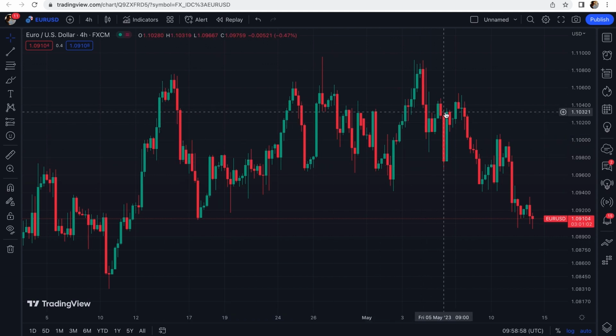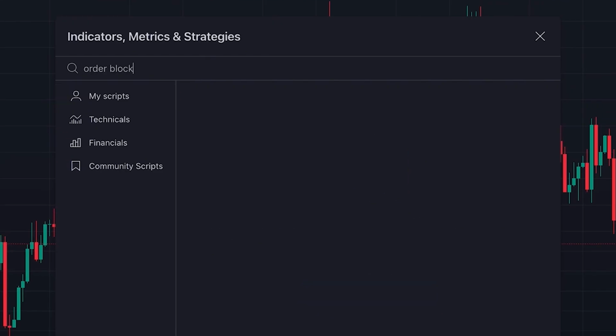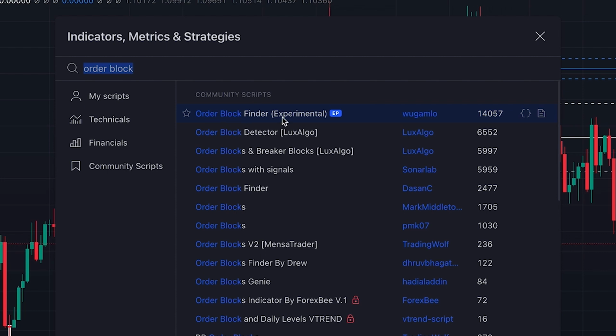However, there are some indicators that can help you with this, and I'm going to show you one of the best of them in this video. Here we click on indicators and we search for order block. This one, Order Block Finder, which is an Editor's Picks indicator, is written by someone named Wu Gomlo, if I'm pronouncing the name correctly.